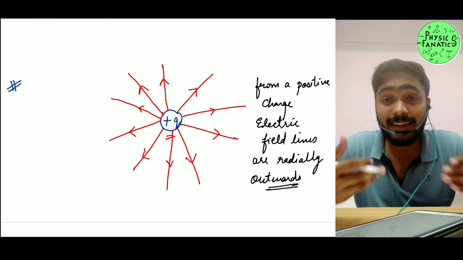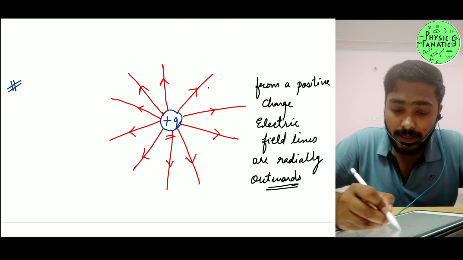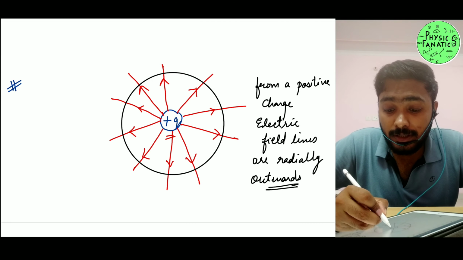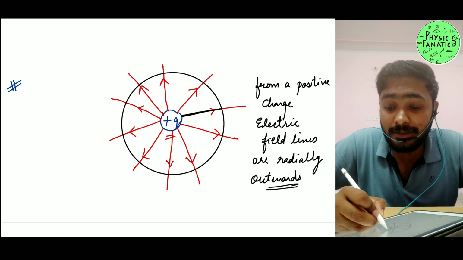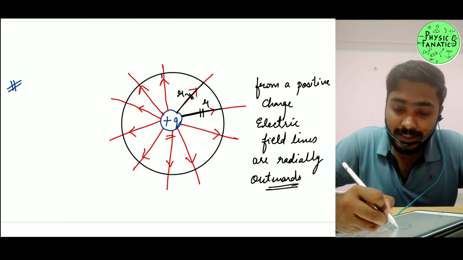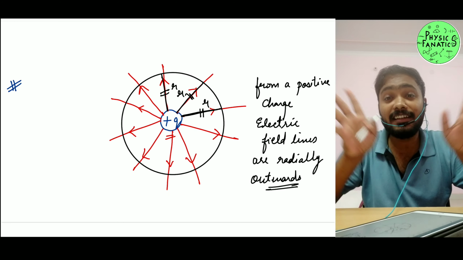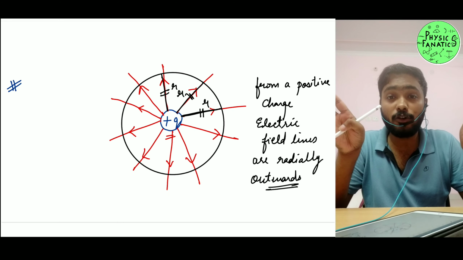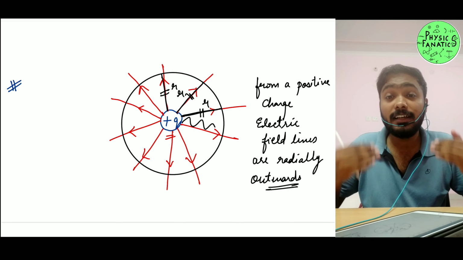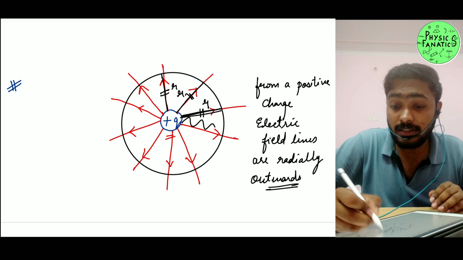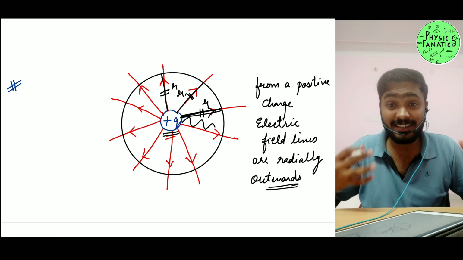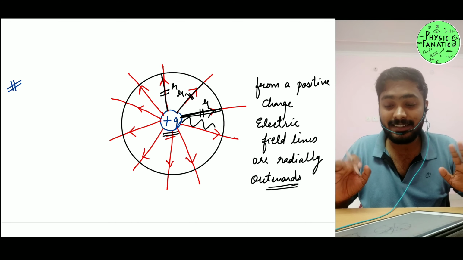Now when I say radially, it basically means if I make a circle here, you can see these electric field lines will seem like the radius of this circle, right? So they are radially outward. They will not come like this. They will come radially outward, like the radius of some circle where point charge plus Q is at the center. I hope you understand that.